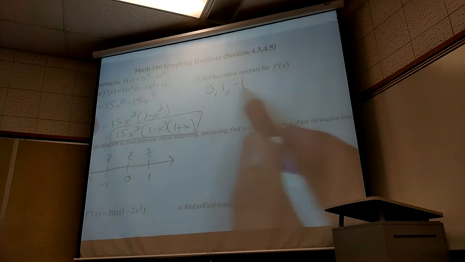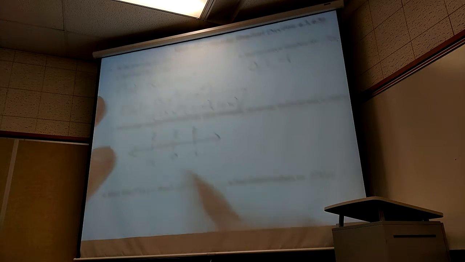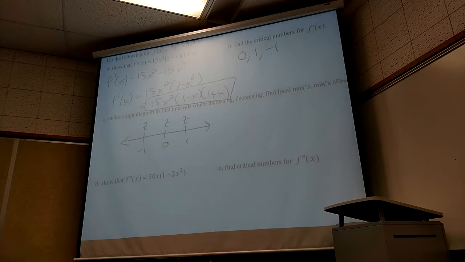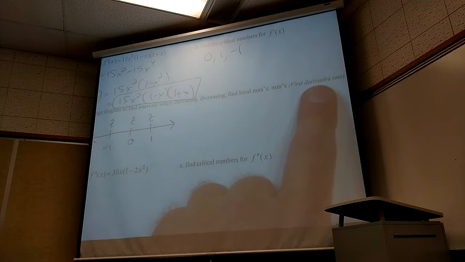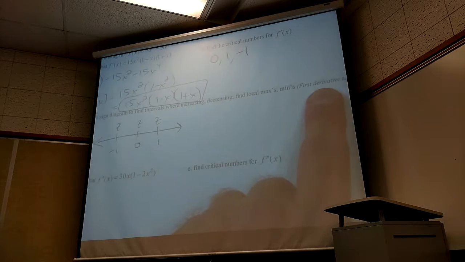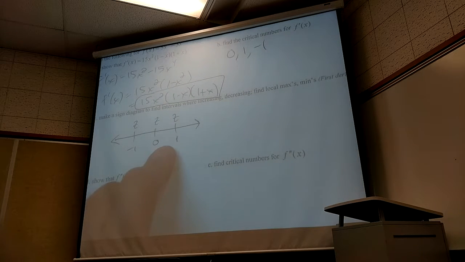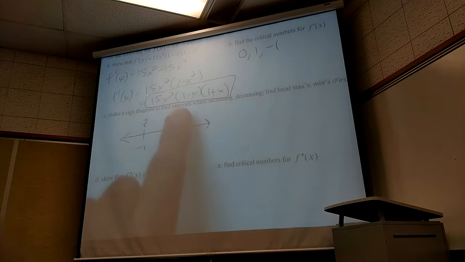So critical numbers hopefully are obviously 0, 1, and negative 1. Now I was really nice here. So what do I look at to create this? Well, I look at the first derivative, because that's the first derivative test. But instead of memorizing that, why does it make sense? What am I trying to determine right now?